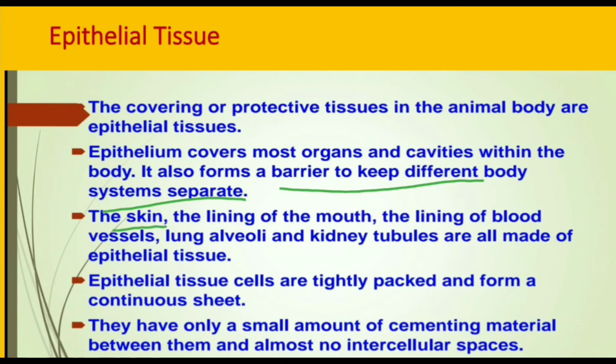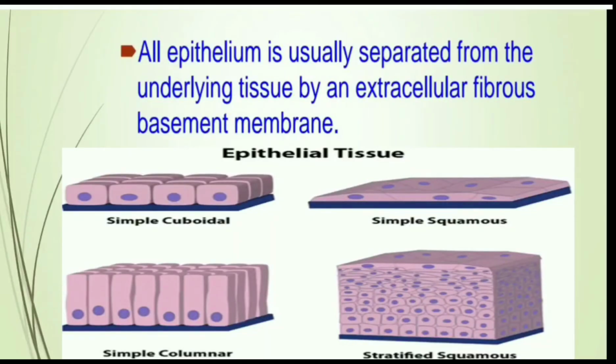The skin, the lining of the mouth, the lining of the blood vessels, alveoli, kidney tubules, etc. all organs possess epithelial tissues. The epithelial tissue cells are tightly packed and form a continuous sheet-like structure. They have only a small amount of cementing material between them and almost no intercellular space. One thing is common between all the epithelial tissues: they all have an extracellular fibrous basement membrane.